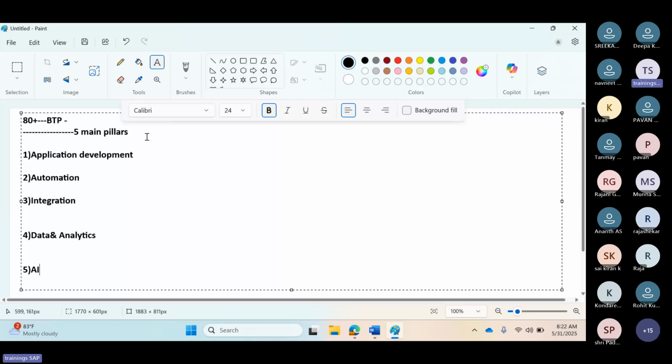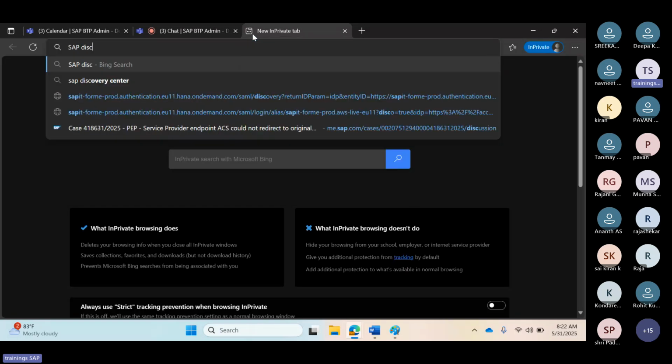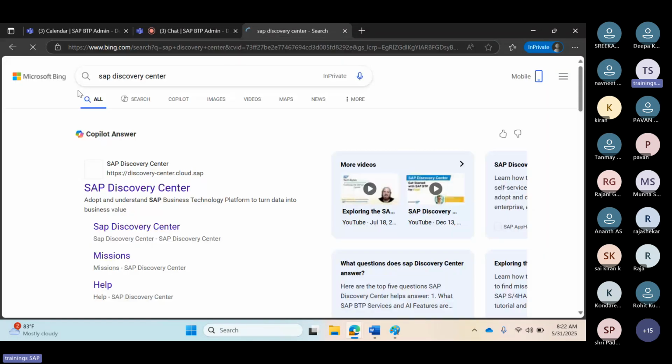But who will get the benefit? Where can I see all the listed BTP services? You mentioned application development, automation, integration, databases, and intelligence related services. Where can I see all these services for my business? If you go to the SAP Discovery Center, we can see all the services and tools they are providing, including the pricing options.